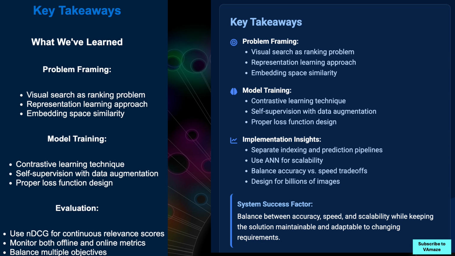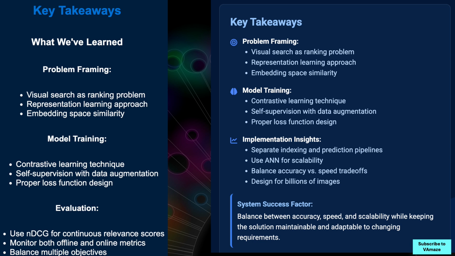Fourth, think end-to-end. Don't just focus on the model. Consider data collection, feature engineering, training infrastructure, evaluation, serving architecture, and monitoring. Production ML systems are about much more than just the algorithm. Finally, demonstrate practical thinking. Talk about how you'd start simple and iterate. Maybe begin with self-supervised learning, monitor performance, and add click data later if needed. Discuss how you'd A/B test changes. Consider failure modes and how you'd handle them.